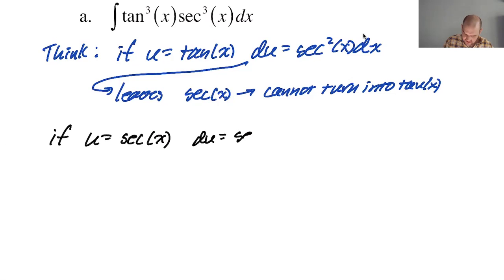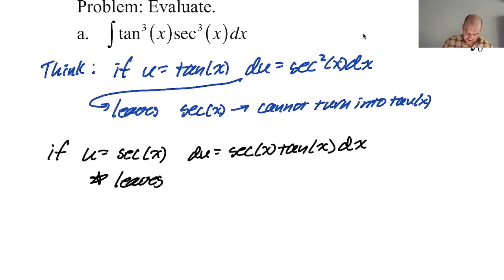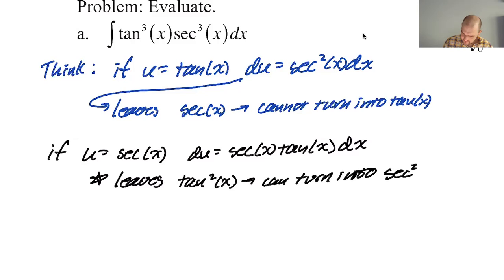Then du is secant x tan x dx. Okay, so since there's a tan cubed, and I'm saving one of the tangents, I'm also saving one of the secants, which kind of screwed me over on a previous problem, so I'm going to actually do some work on this. It leaves me with tan squared, which I can turn into secant squared. So we're good to go. So that's the method that we're going to use.